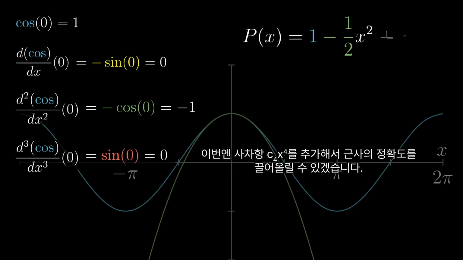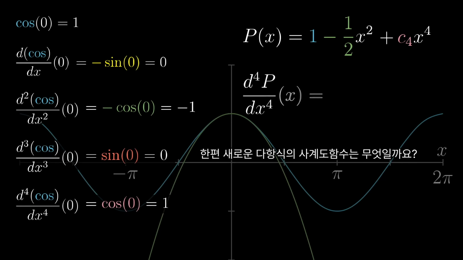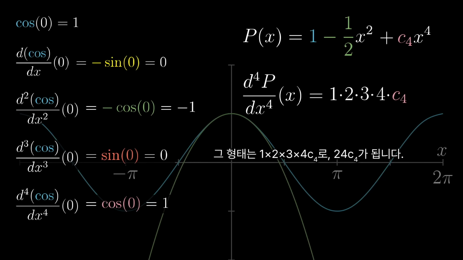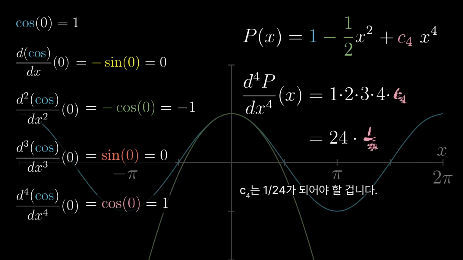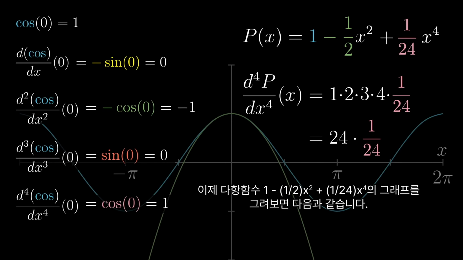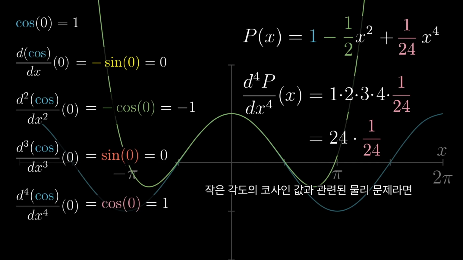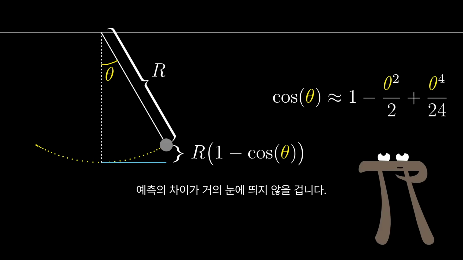You can actually make an improvement by adding on a fourth order term, c4 times x to the fourth. The fourth derivative of cosine is actually itself, which equals 1 at x equals 0. And what's the fourth derivative of our polynomial with this new term? Well, when you keep applying the power rule over and over, with those exponents all hopping down in front, you end up with 1 times 2 times 3 times 4 times c4, which is 24 times c4. So if we want this to match the fourth derivative of cosine x, which is 1, c4 has to be 1 over 24. And indeed, the polynomial 1 minus 1/2 x squared plus 1/24 times x to the fourth, which looks like this, is a very close approximation for cosine x around x equals 0. In any physics problem involving the cosine of a small angle, for example, predictions would be almost unnoticeably different if you substituted this polynomial for cosine of x.